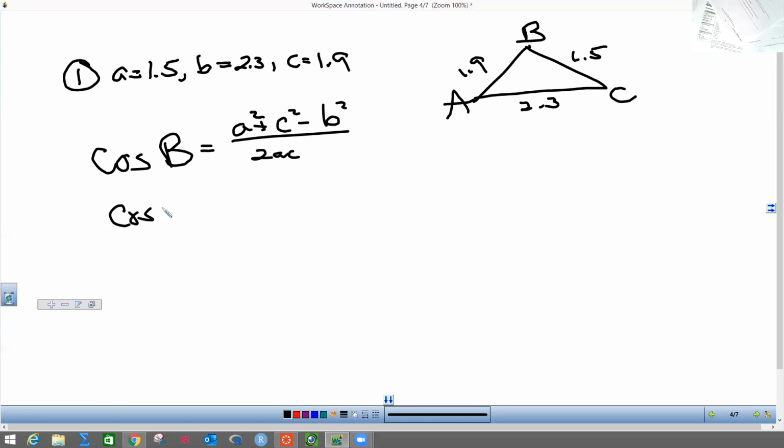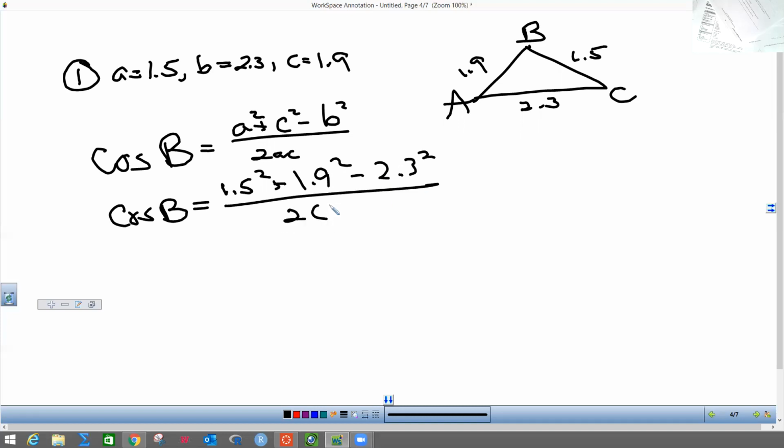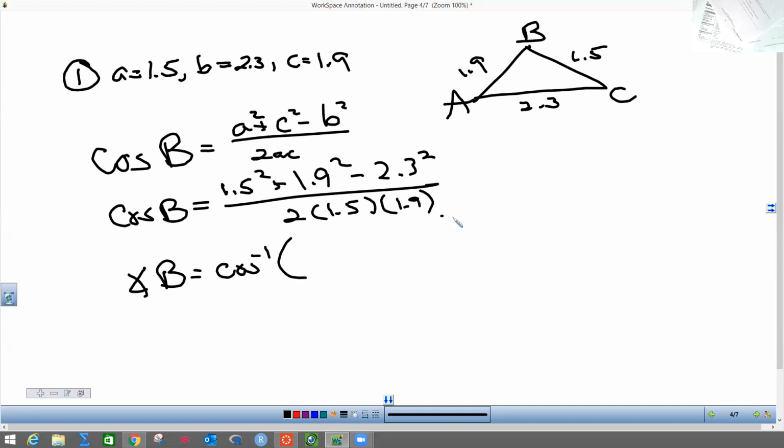So I get cosine of angle B is going to be 1.5 squared plus 1.9 squared minus 2.3 squared, all over 2 times 1.5 times 1.9. Now, what do I got to do to get angle B all by itself? Anybody know? You take the inverse of this whole thing. So will someone please do that and then DMS it for me? We want you to DMS this.